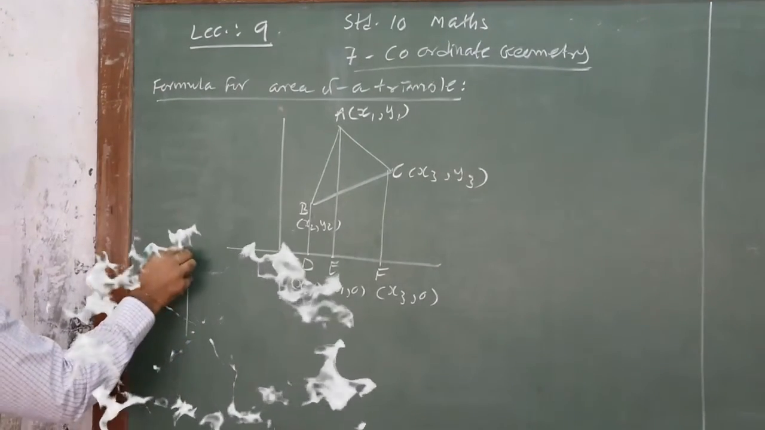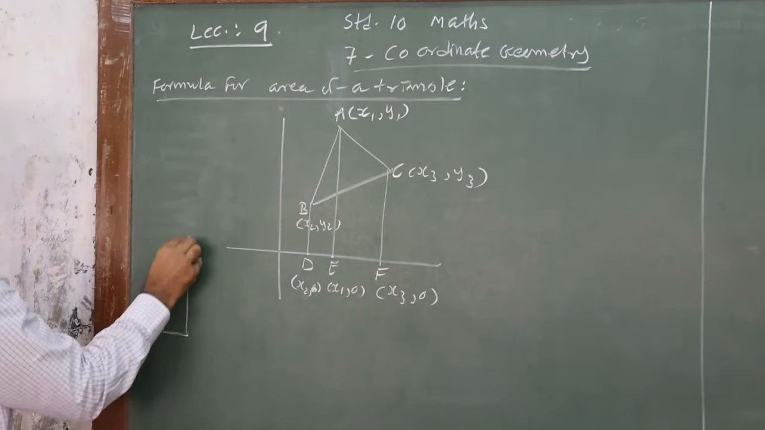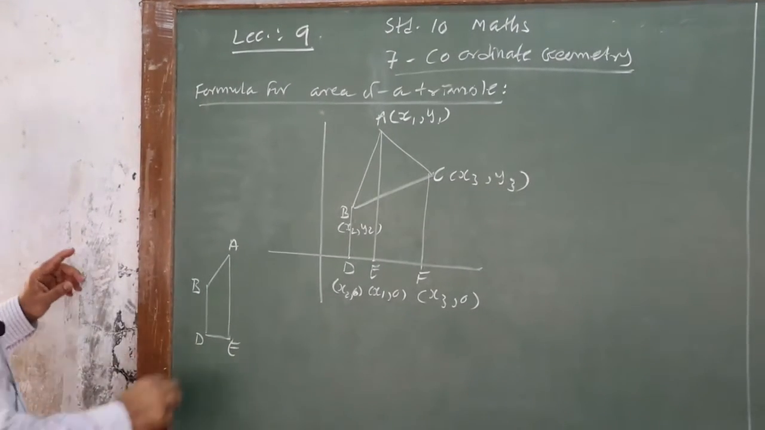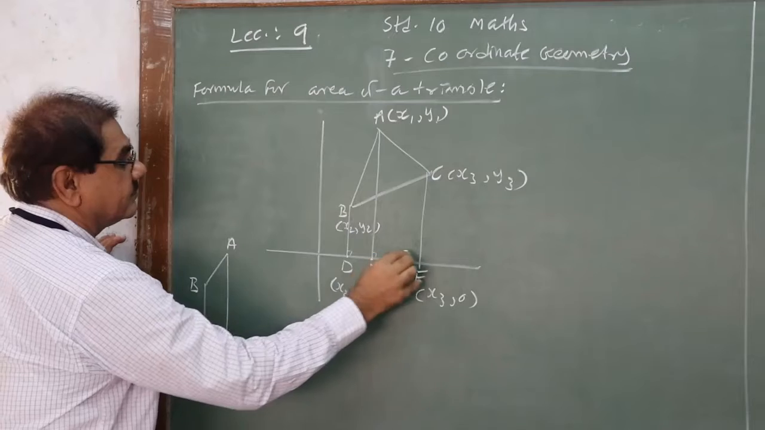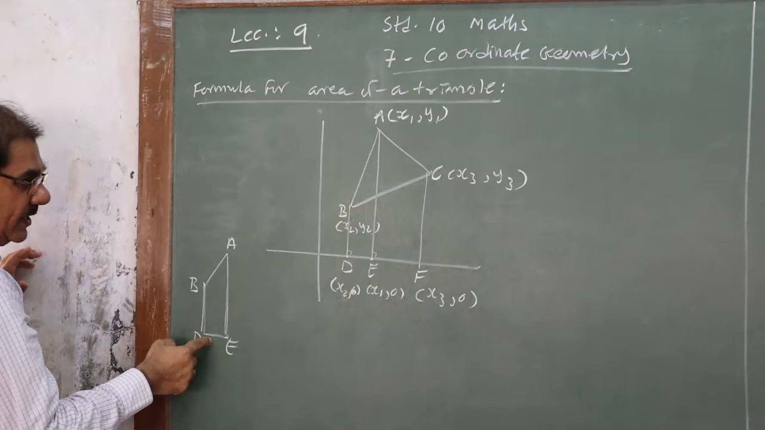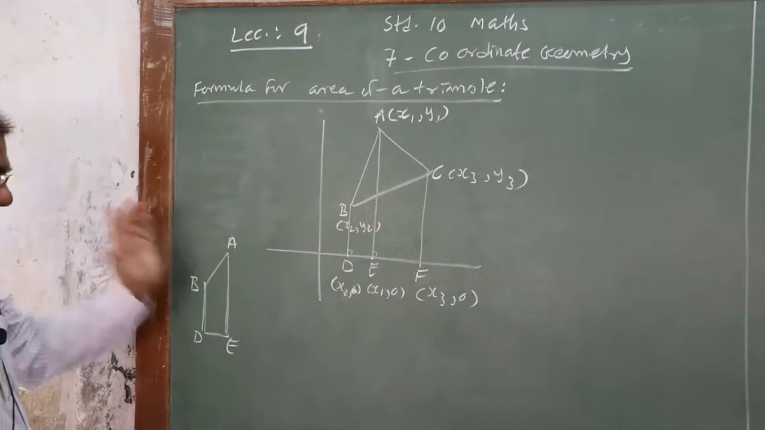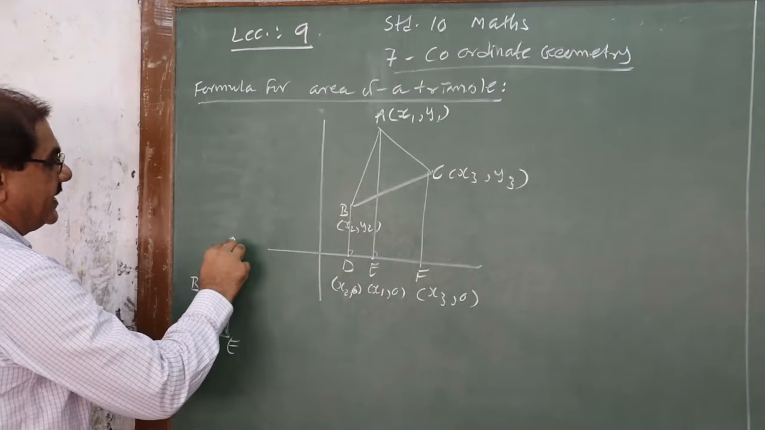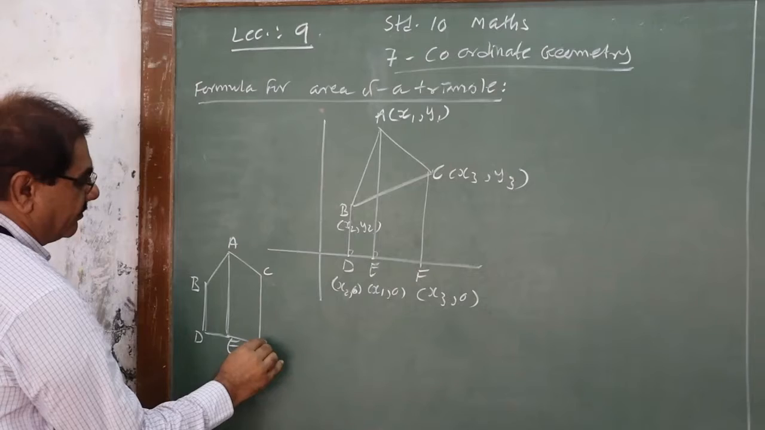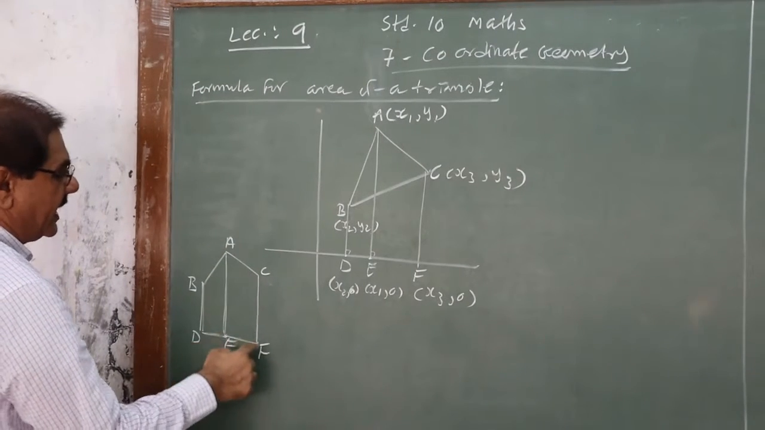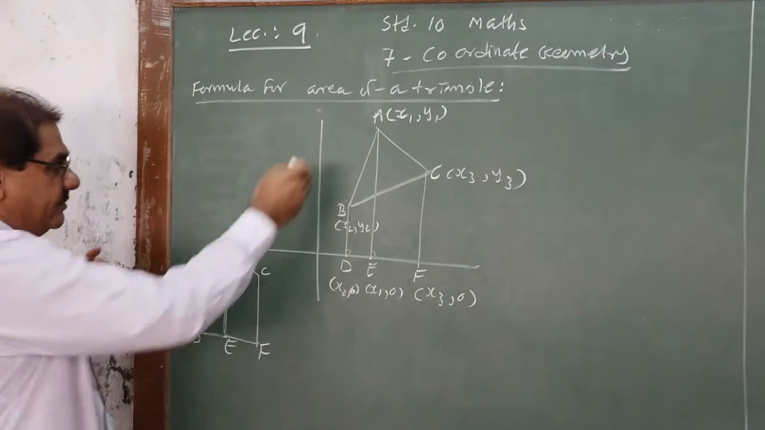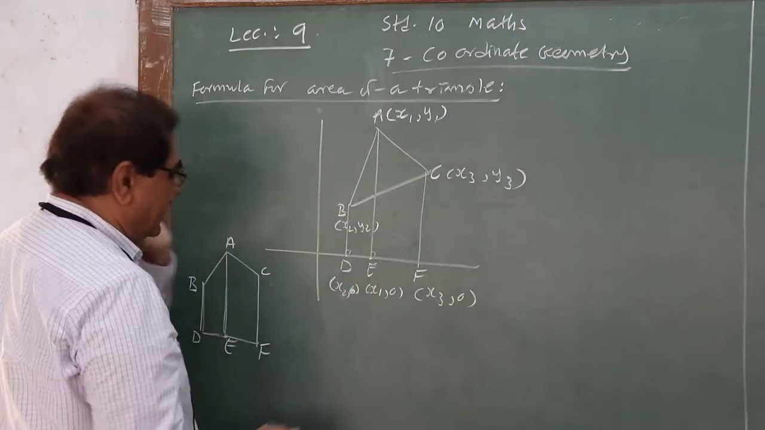First of all, A, B, D, E. What is it? You can check these two are perpendiculars. So these two lines are parallel and these two are not parallel. So it is forming a trapezium. It is one trapezium. Second is, you can compare with the figure, AEFC.